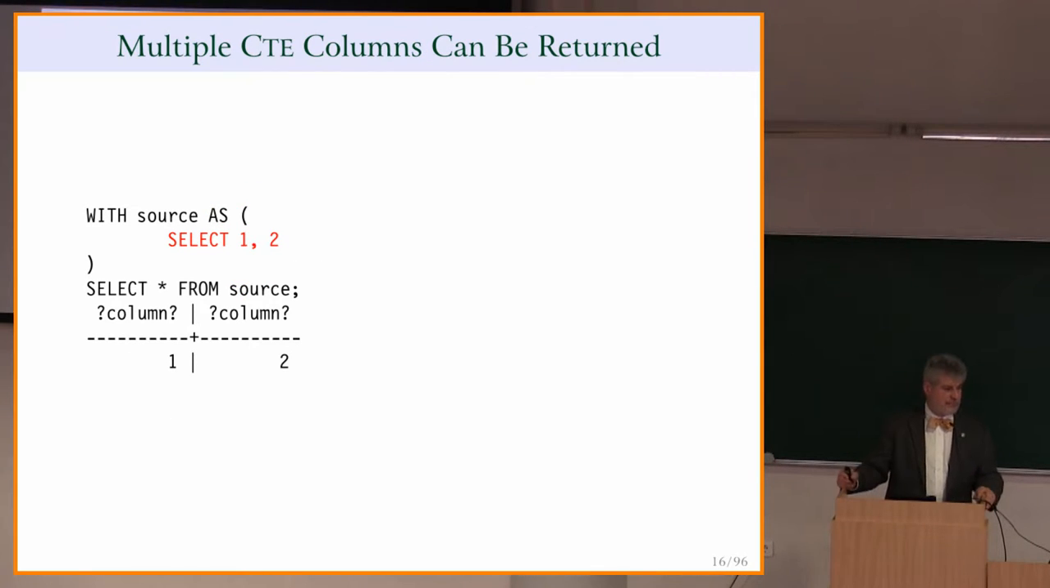Okay. Here's another example. You might think, oh, I can only return one column, but that's actually false. Here I have a query that's returning two columns, right? Column 1, column 2, pretty easy.